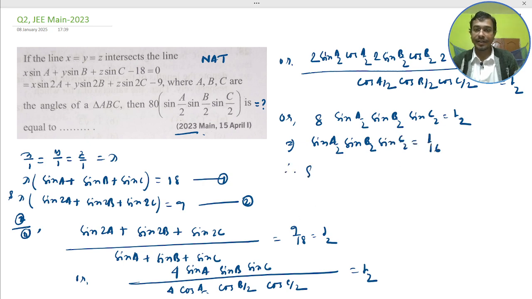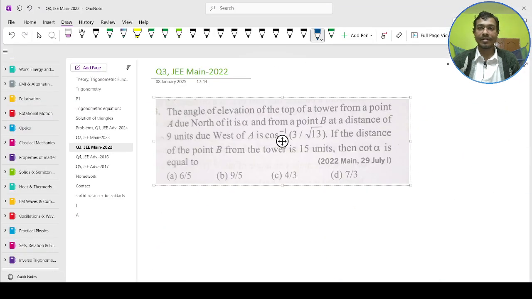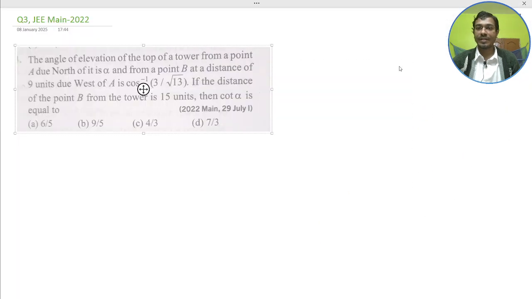So you have to find the 80 into this value, sin A by 2 sin B by 2 sin C by 2. So 1 by 16 into 80, and you just get the value of 5. So 5 would be our answer. This is your integer type question, numerical answer type question. Just go ahead to our next question, the JEE Main 2022 height and distance question.